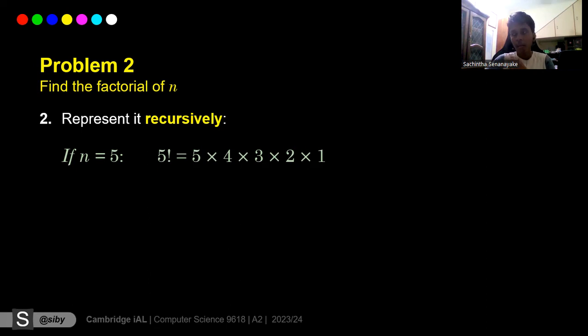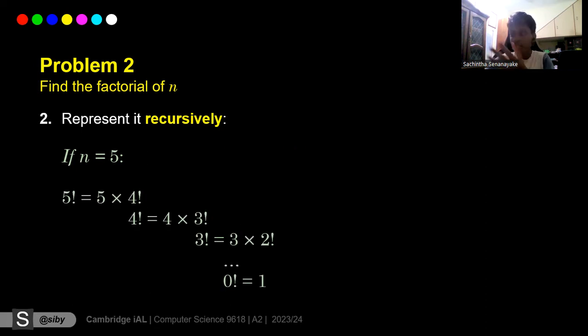Right. So if you figured this out, you should probably have something like this, where 5 factorial can be represented as 5 into 4 factorial. 4 factorial can be represented as 4 into 3 factorial. 3 factorial can be represented as 3 into 2 factorial, and so on. And you stop doing this once you reach 0 factorial, which technically is defined to be 1, right? And we can generalize this as n factorial is equal to n times n minus 1 factorial, right?